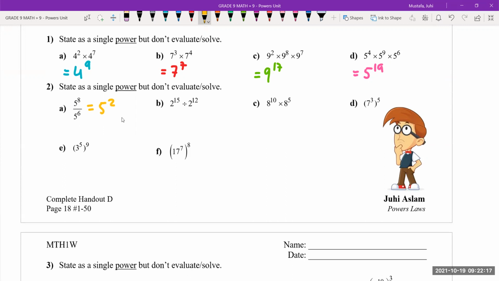Yep, so this time we're taking away. By the way, even though the question says don't solve, for a question like this, I could ask you to solve because it's super easy. It would just be 25, but I would never ask you to solve 9 to the power of 17 or 5 to the power of 19. Julia, do you want to do the next one?